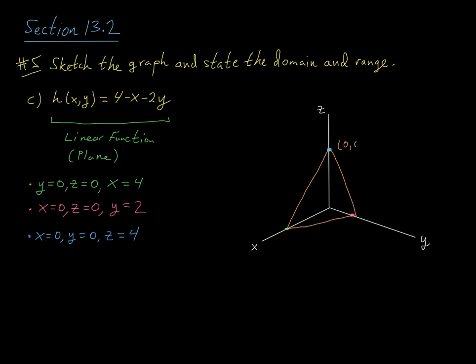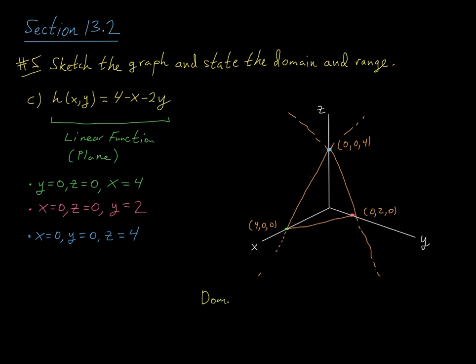So I'll go ahead and label these points 0, 0, 4, 0, 2, 0, and 4, 0, 0. But of course, this plane really does extend indefinitely, so I'm going to go ahead and just draw these dashed lines here. The plane doesn't cut off, but I'm just highlighting the portion of the plane in the first octant there. Okay, cool. So now let's go ahead and talk domain and range.